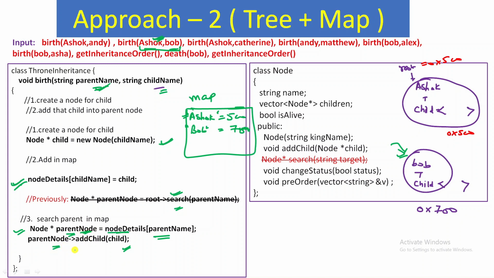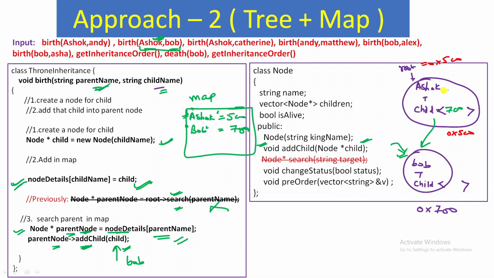Now via that address node, we are calling the add child. This add child API will be the same as previous. What it will be doing is adding this child, that is the Bob. We are not passing the string, we are basically passing the node star child, basically this 700. This will be passed to the add child, and it will be adding that 700 here as previous. There is no change in the implementation of the add child. So this Bob is linked here. Accordingly this birth API will be working. So this is the addition, and this is the deletion.